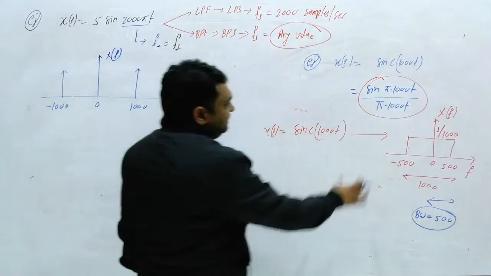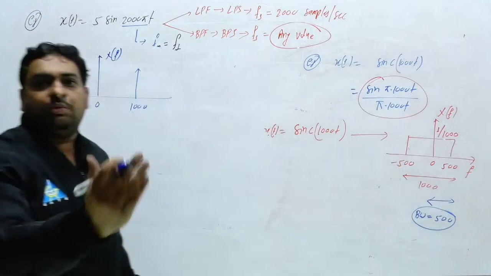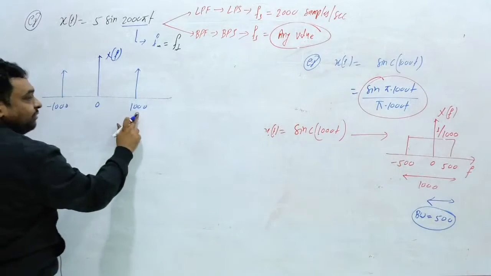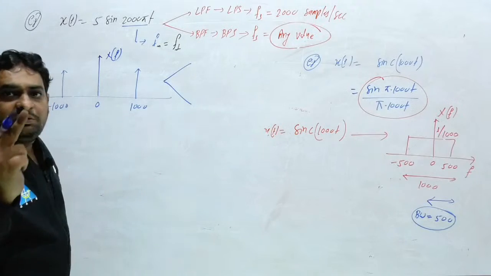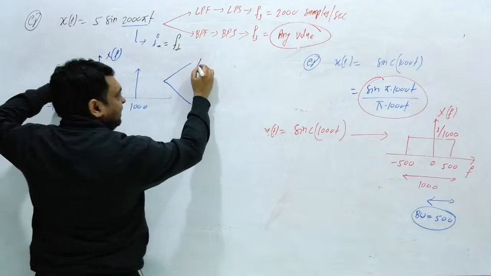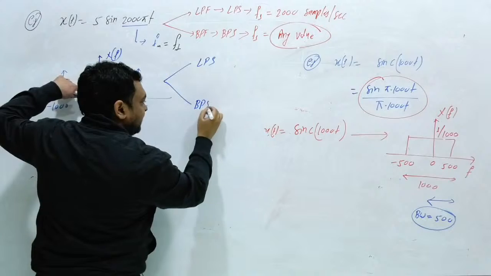Now what is this Fourier transform? This is complete from 0 to 500, but in the other case it is not 0 to 1000, only at 1000. So this signal can be treated in two ways. Either you can treat it as a low pass signal, or you can also treat it as a band pass signal.